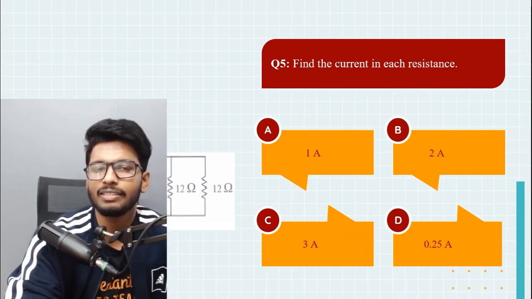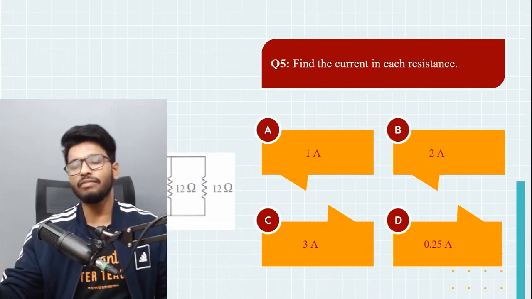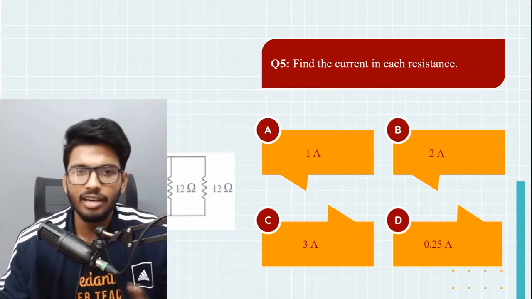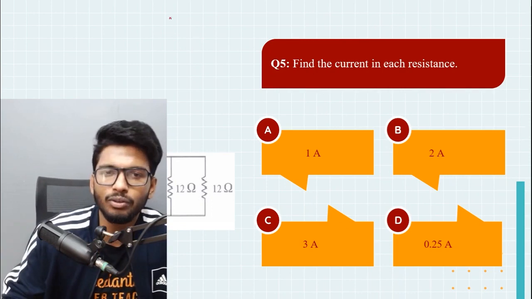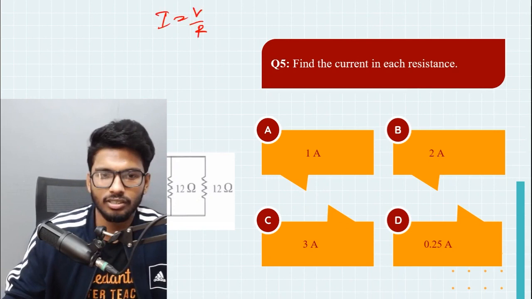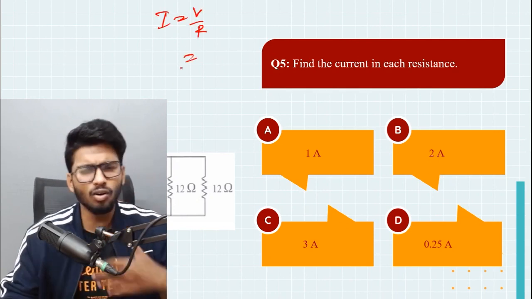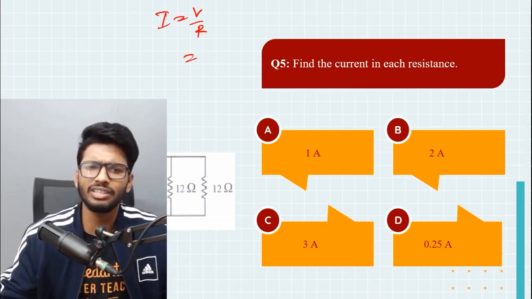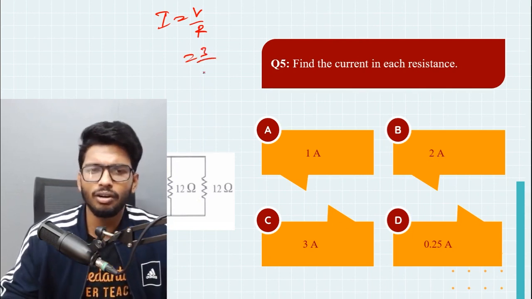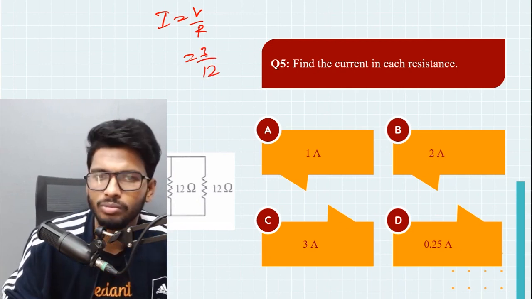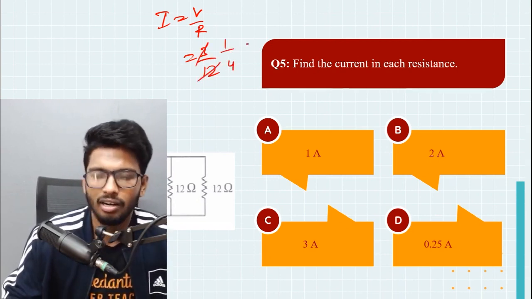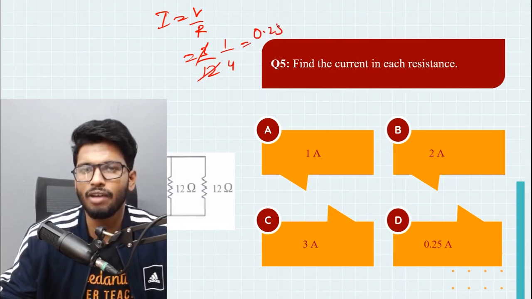Now here is the thing, guys. All of them have the same resistance, and we know that current is equal to V by R. So if I take the first resistor, what is the voltage? Since they're all parallel to each other, the potential difference would be 3 volts across all of them. And the resistance is 12 ohms. So what is the current flowing through the first resistor? It's 3 by 12, which is 1 by 4, which is nothing but 0.25 amperes.